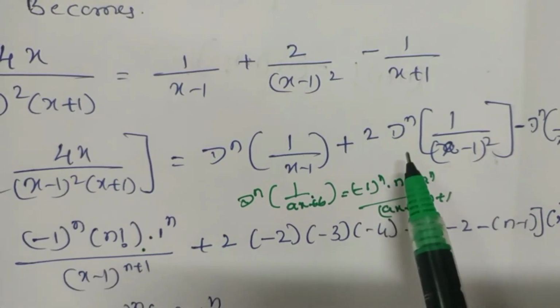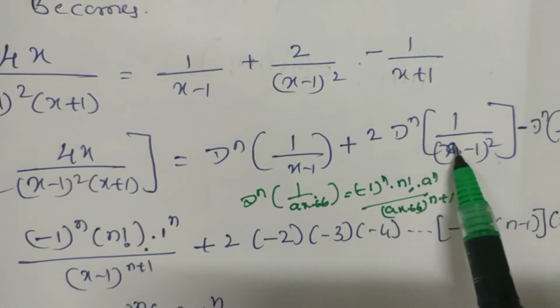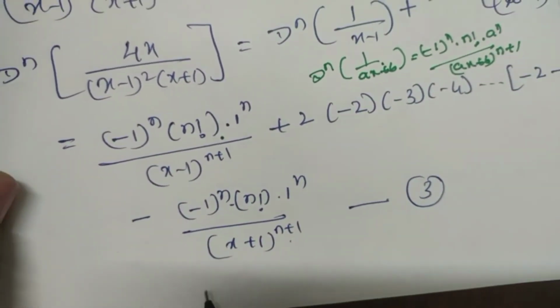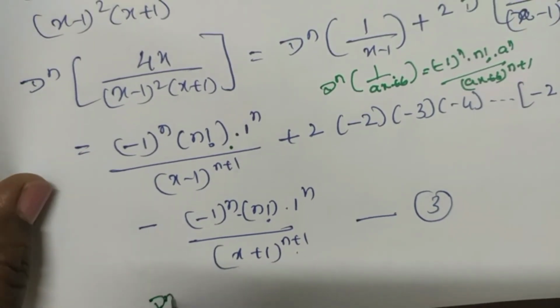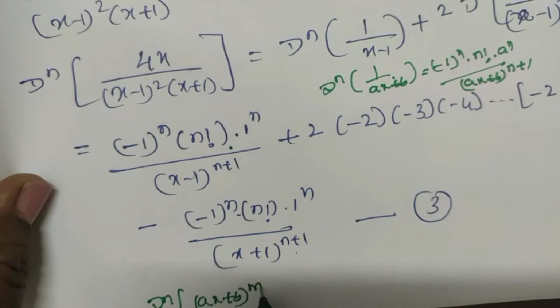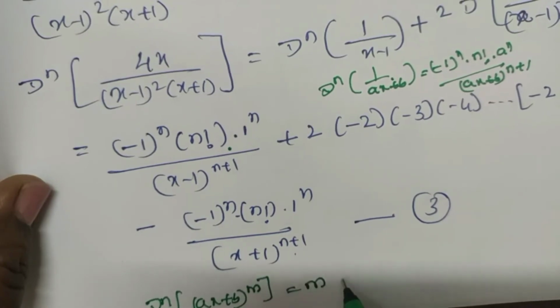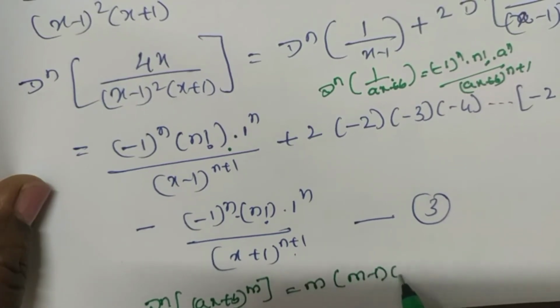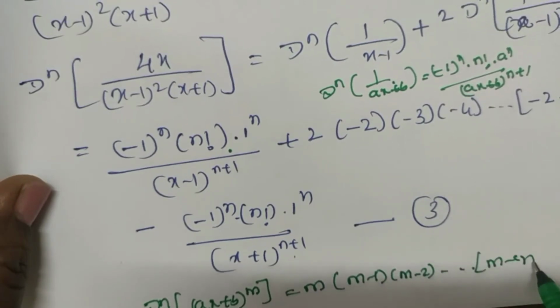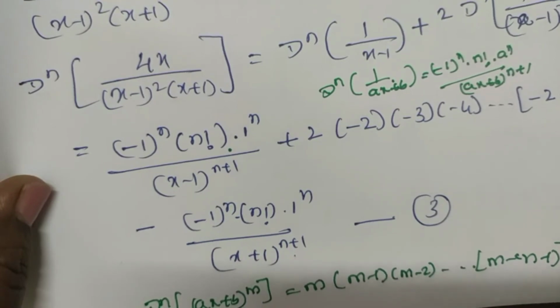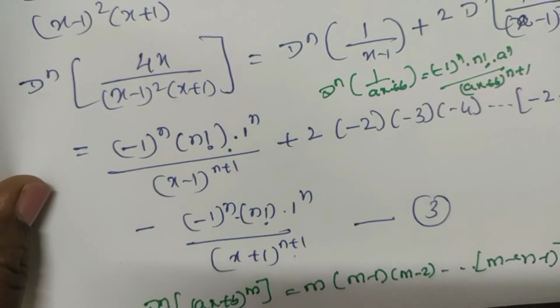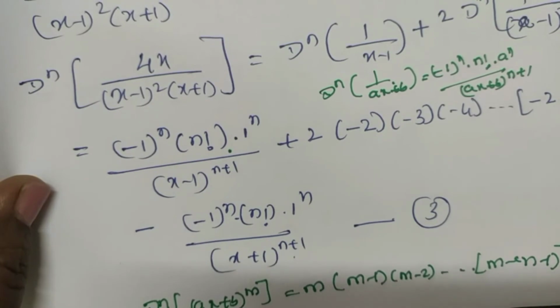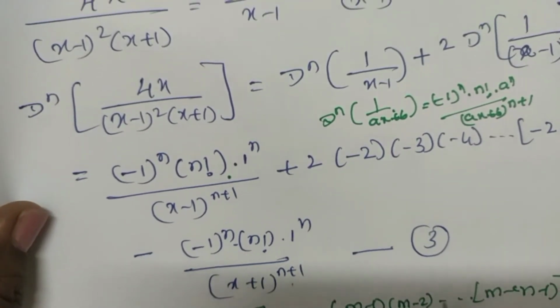And here it is the second term. The second term is in the form of nth derivative of ax plus b raised to m. We know it is equal to m into m minus 1, m minus 2, etc. up to m minus n minus 1, into a to the power of n into ax plus b raised to m minus n.